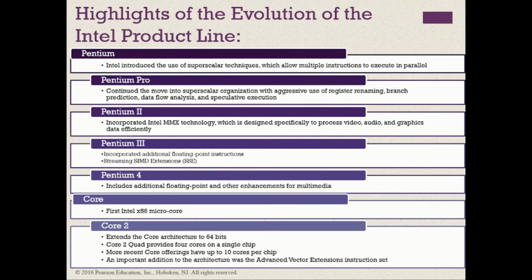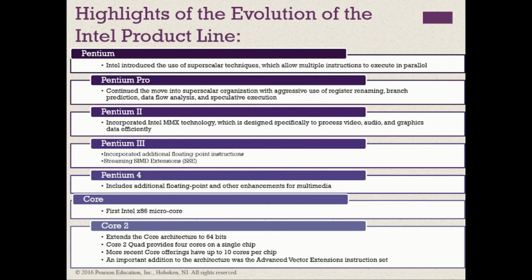And then Core 2. The Core 2 extends the core architecture to 64-bit. The Core 2 Quad provides 4 cores on a single chip, so that's why it's quad. 4 cores on a single chip. More recent core offerings have up to 10 cores per chip. An important addition to the architecture was the Advanced Vector Extensions instruction set that provided a set of 256-bit and then 512-bit instructions for efficient processing of vector data.